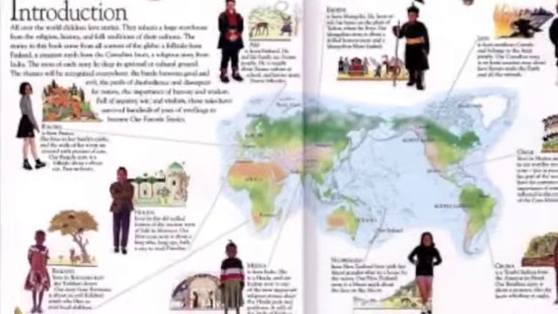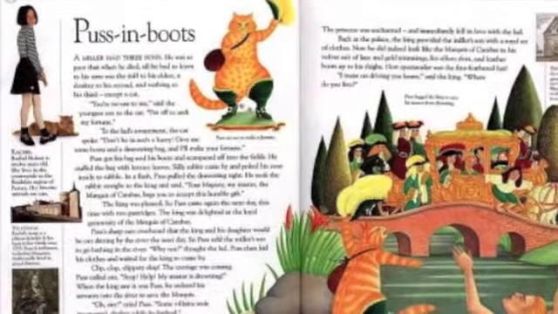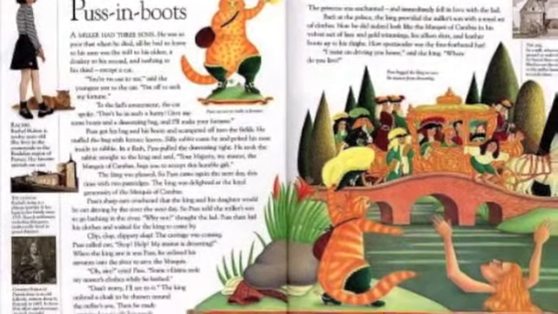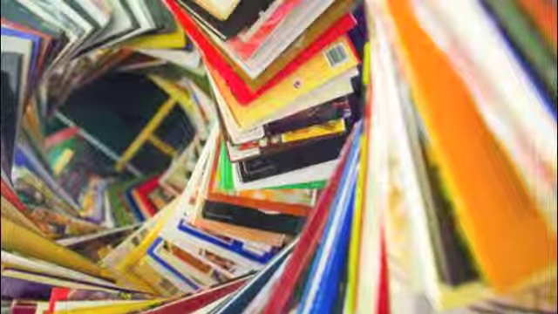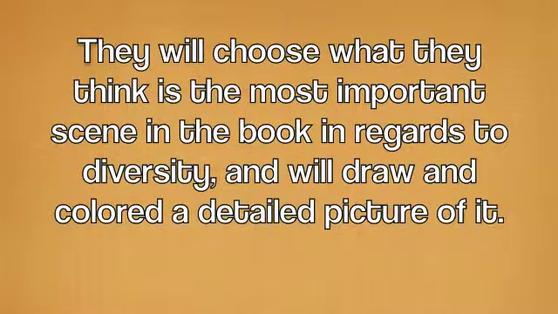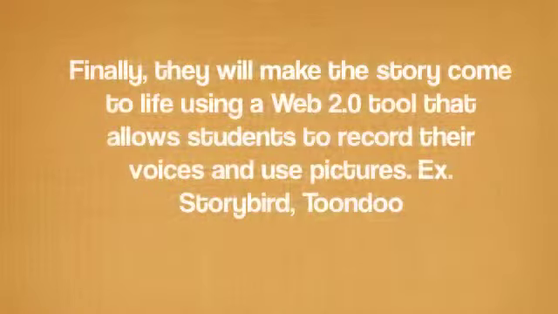Migration and Immigration. The teacher will read the book, Children Just Like Me, Our Favorite Stories, by Annabelle Kindersley. The class will discuss the different cultures and traditions that are shown in the book. Students will be encouraged to talk to their guardians about what countries their ancestors originally came from to share with the class. Students will choose from an assortment of books in the classroom or library that are about culture and tradition. They will choose what they think is the most important scene in the book in regards to diversity and will draw and color a detailed picture of it. Finally, they will make the story come to life using a Web 2.0 tool that allows students to record their voices and use pictures, for example, Storyboard or Toondo.